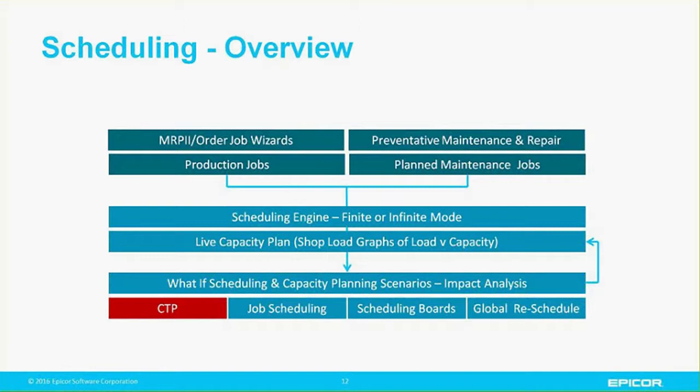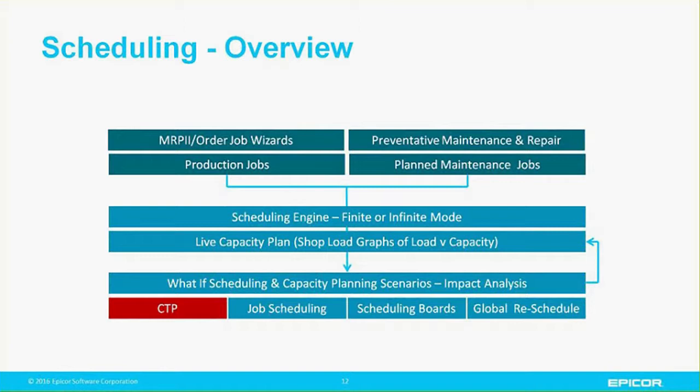Once the schedule has been calculated, a master scheduler can trial alternative what-if scenarios through the use of scheduling boards, rescheduling individual jobs, or by globally rescheduling all jobs based on date and priority criteria. These what-if scenarios generate an impact analysis and can be saved and restored as required so that a comparison of the effectiveness of each scenario can be determined. Once the optimal what-if scenario has been arrived at, it can replace the current live schedule.